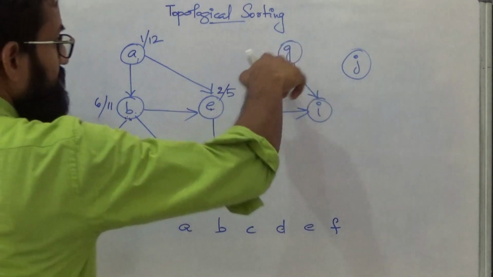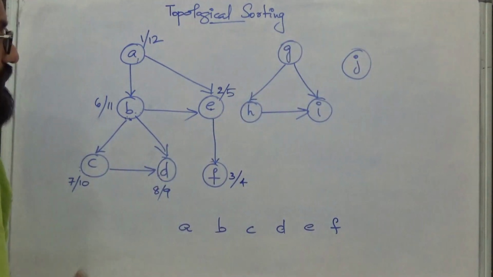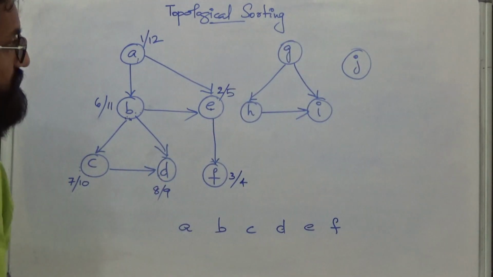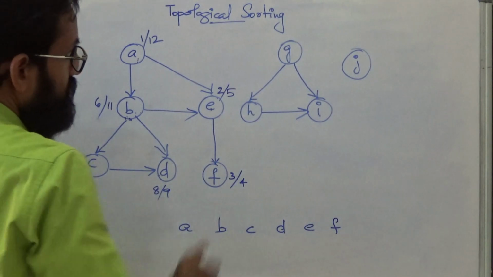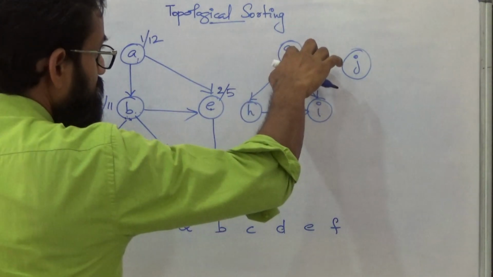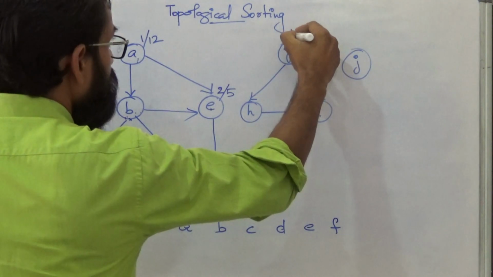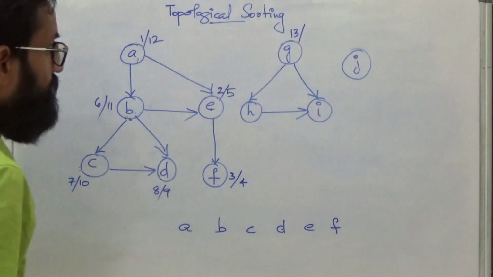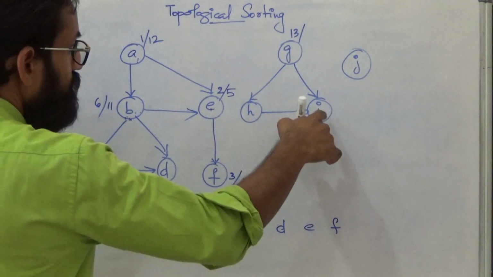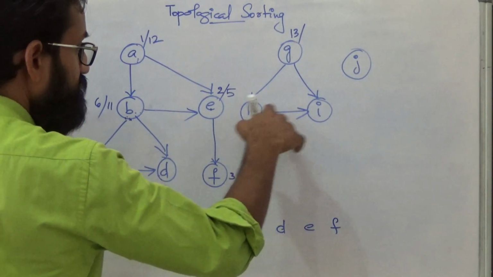Now these are unlisted vertices. You can pick any one of the unlisted vertices and start traversal. Assume that you are choosing G. At time t = 13 you are discovering G. From G you can go to I or H. Assume that you are going to I.